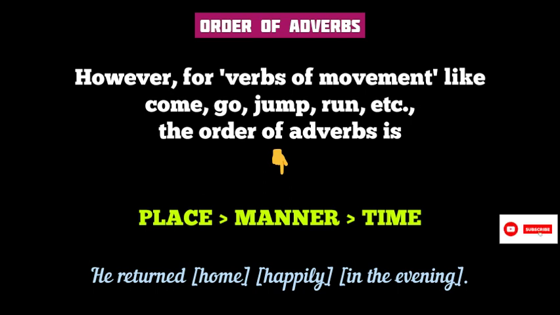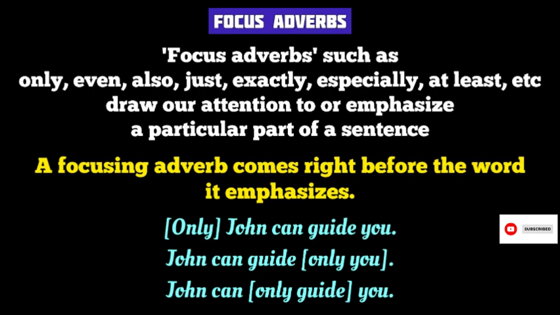For example, for verbs of movement like come, go, jump, run, etc., we put the adverb of place before the adverb of manner, followed by the adverb of time. Look at the sentence, he returned home happily in the evening. In this sentence, the adverb of place, home, comes first, immediately after the verb returned, followed by the adverb of manner, happily, and the adverbial of time, in the evening.